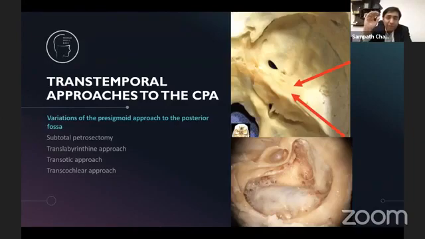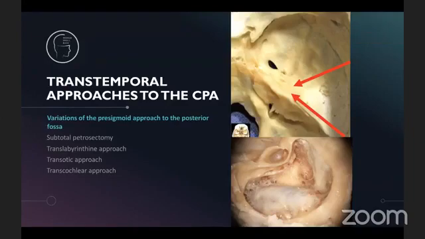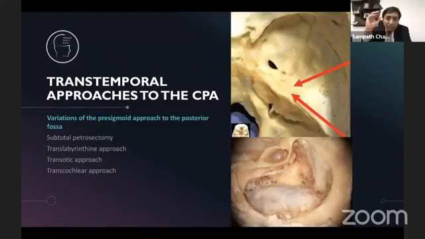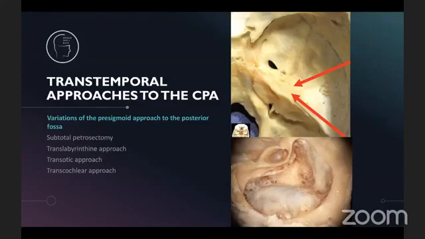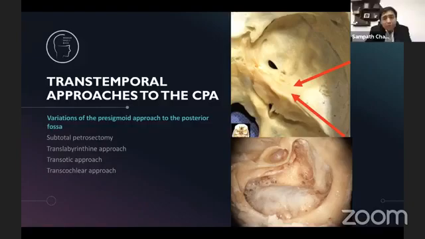If there is any amount of hearing that is to be preserved, or if the hearing is good in smaller tumors or even in mid-sized tumors, it's always wise to go via the retrosigmoid approach or the suboccipital approaches.